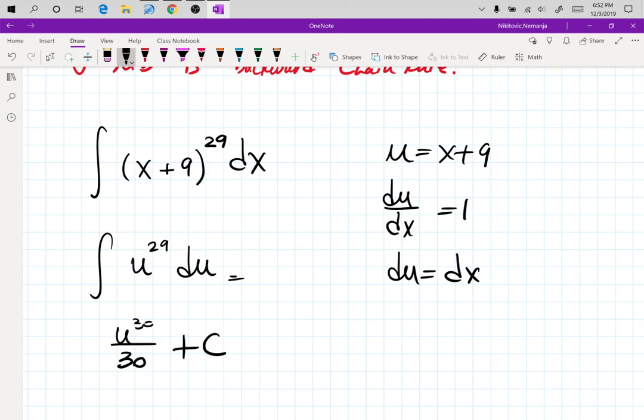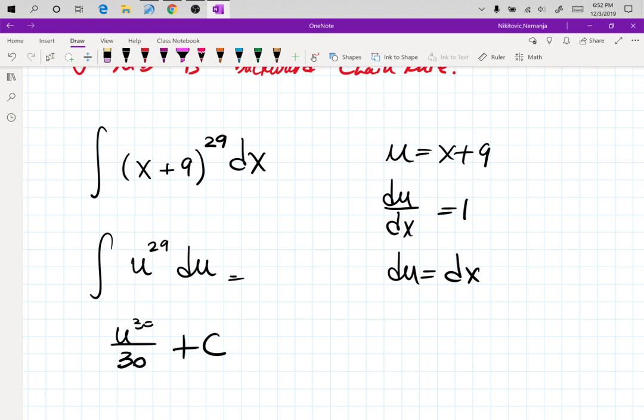Where did the 1 come from? Where did du over dx equals 1? The derivative of x is 1. The derivative of 9 is 0. We are using just a regular derivative. You don't have y over there, you have u, but it's the same derivative.